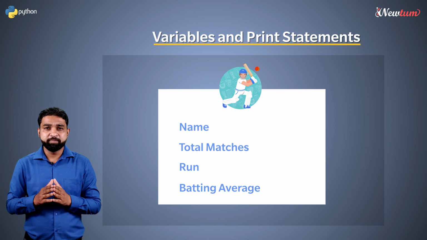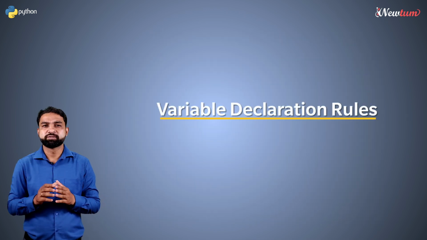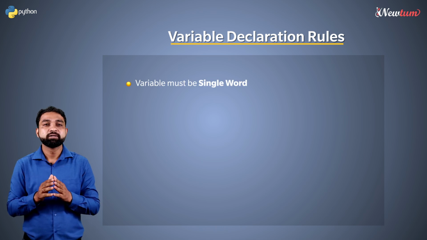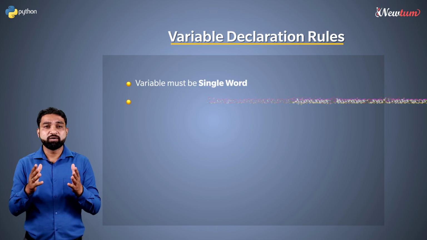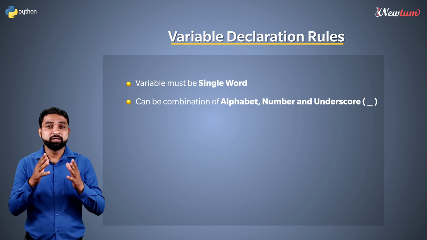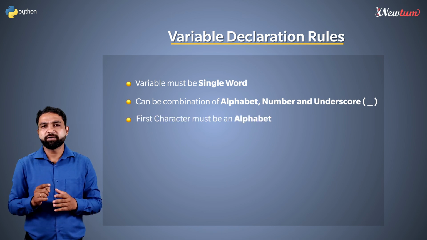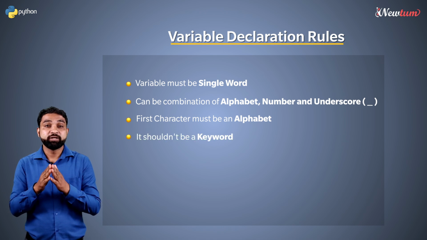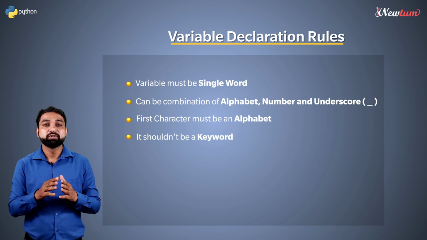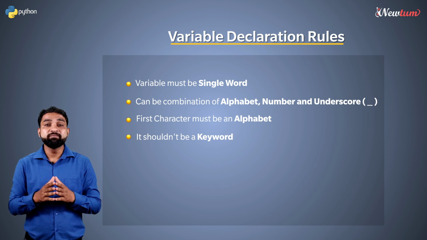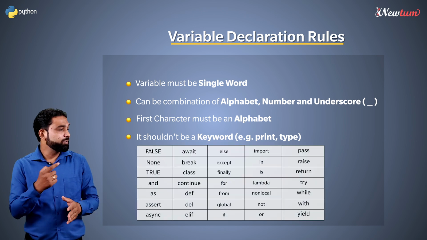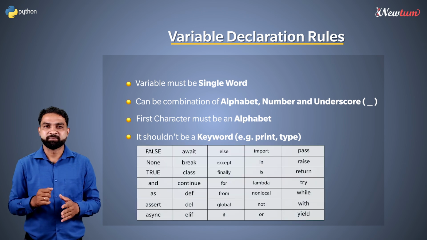To declare a variable, we have to follow some rules. The variable must be a single word. It may be a combination of alphabet, number and underscore, but the first character must be an alphabet. And the third is, it should not be a keyword. A keyword means something which is already reserved by Python, like print, type, etc. This is the sample list of keywords of Python.